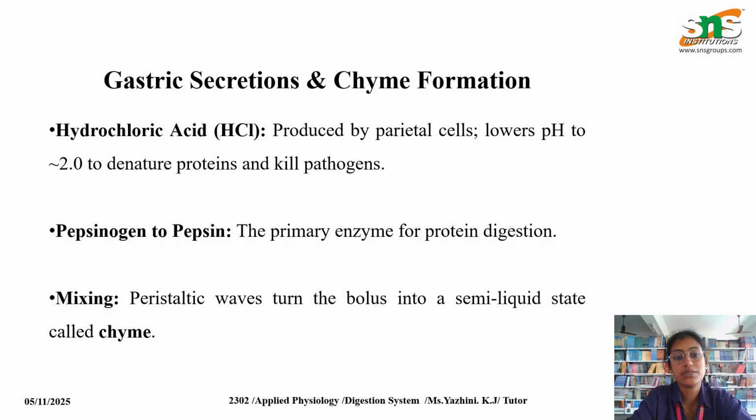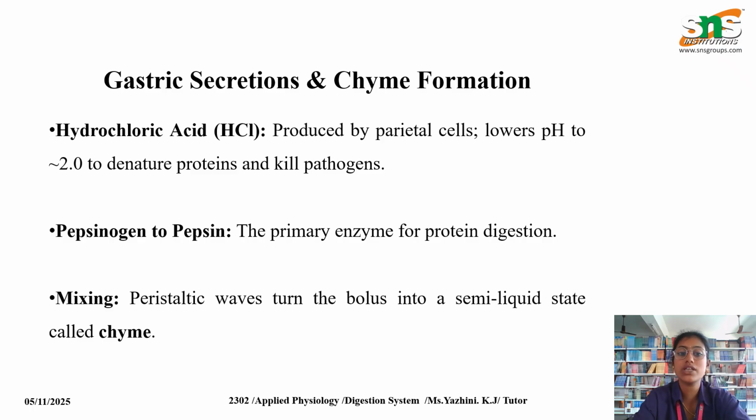The first aspect is HCl, which is produced by the parietal cells and lowers the pH to denature the protein and kill the pathogens available in the food. And pepsinogen converts to pepsin, the primary enzyme for protein digestion. Also, mixing takes place with peristaltic waves that turn the bolus into a semi-liquid state called chyme.